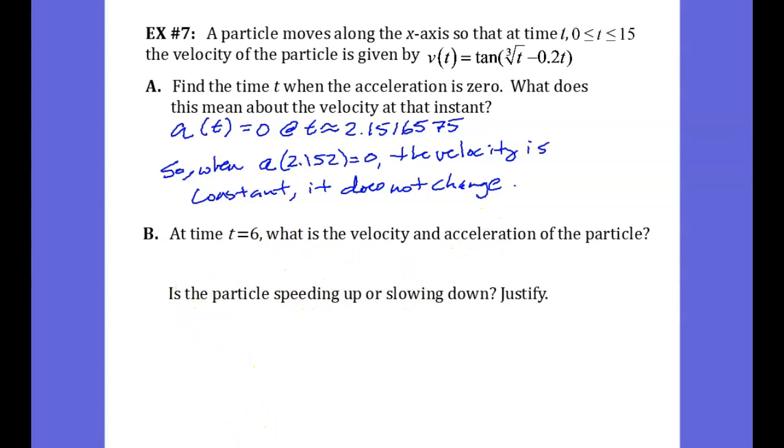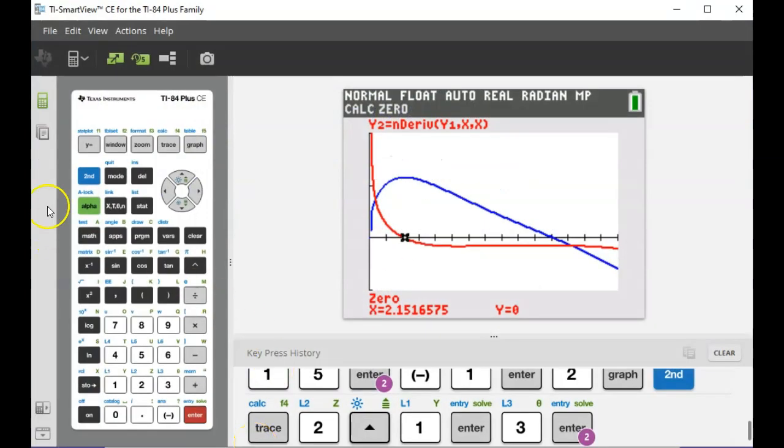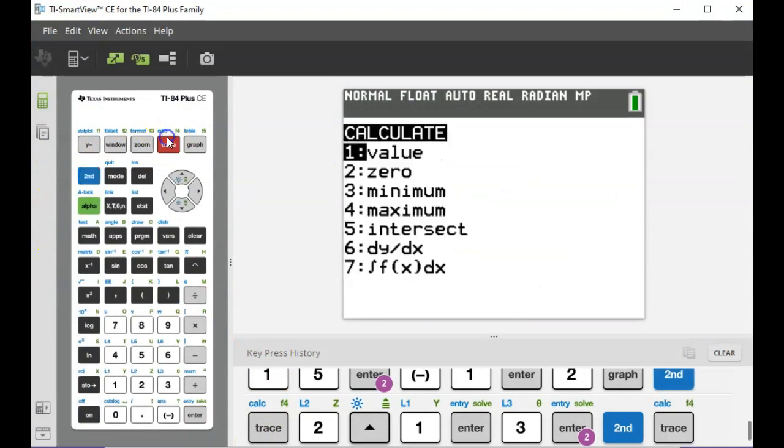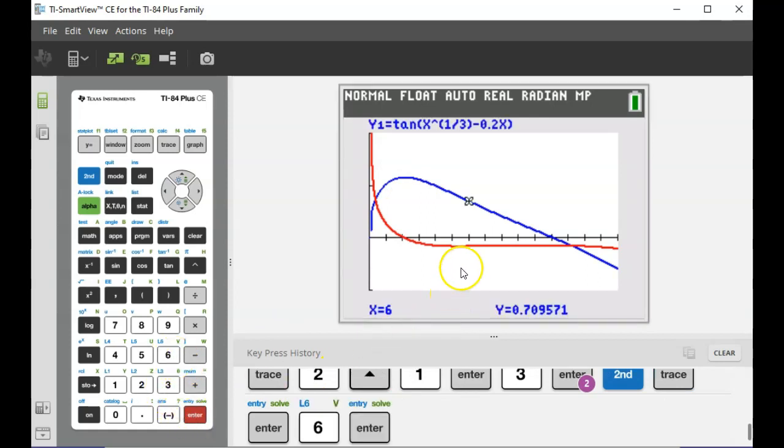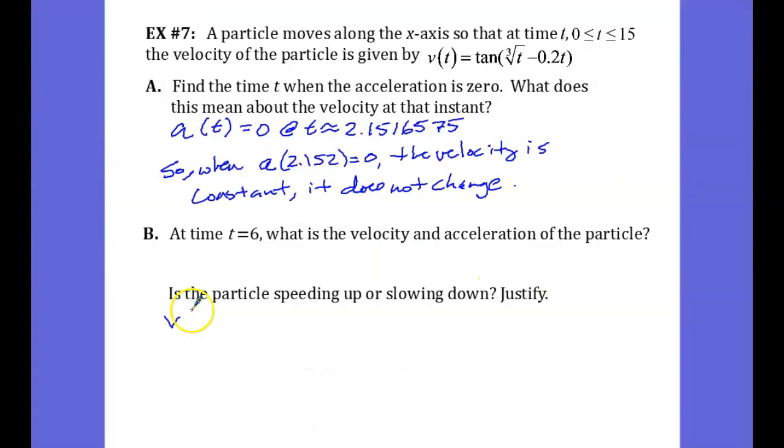So let's go back to the graph. Now I'm going to go to second trace into the calculate function, and we're looking for value this time. The x value that we're going to put in is 6. And so we see that at x equals 6, the velocity is 0.709571. So let's say v of 6 equals 0.709571. And what is the acceleration?